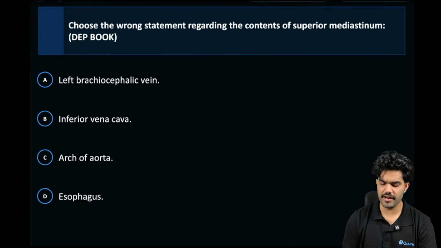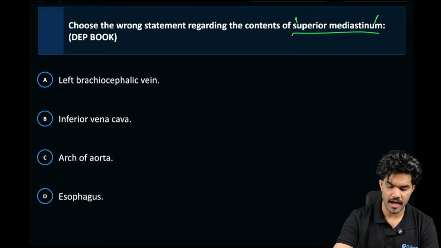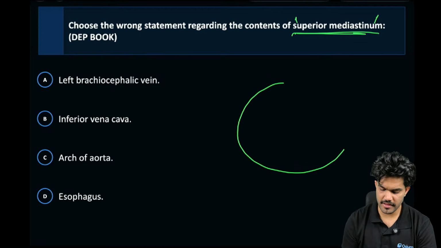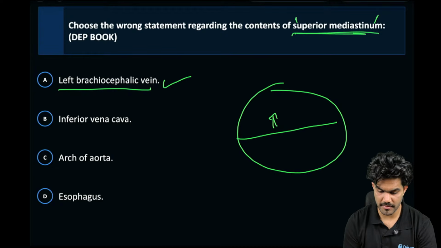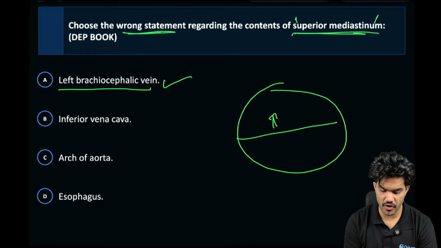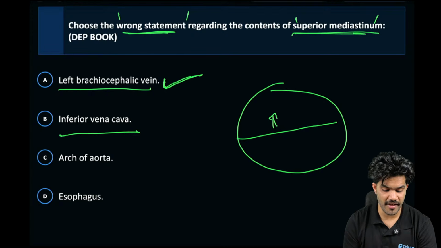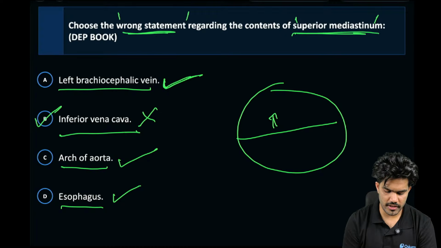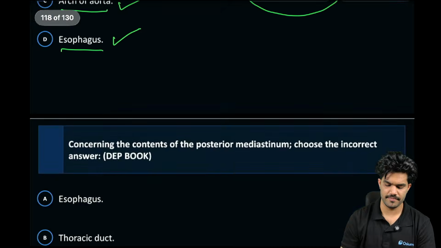Choose the wrong statement regarding the contents of the superior mediastinum. See how I am solving this question. Think about the superior mediastinum. Left brachiocephalic vein may be the option, but they are asking for the wrong answer. Yes, left brachiocephalic is in the superior mediastinum. Inferior vena cava? No. Arch of aorta? Yes. Esophagus is in both superior and posterior. So the inferior vena cava will be the wrong statement.